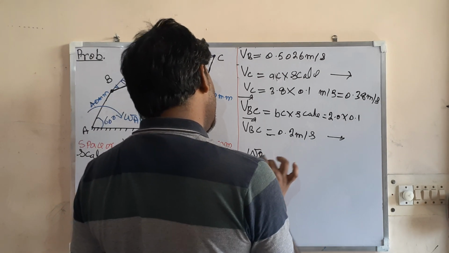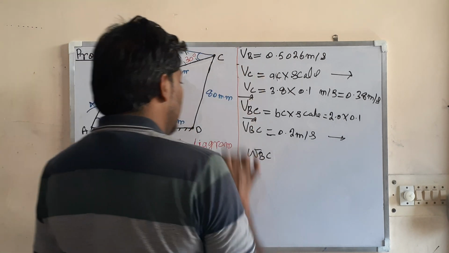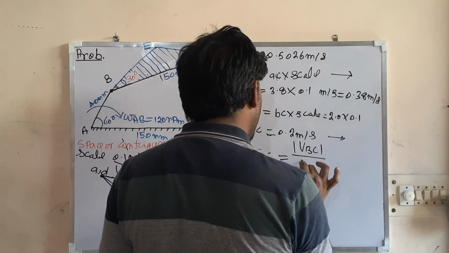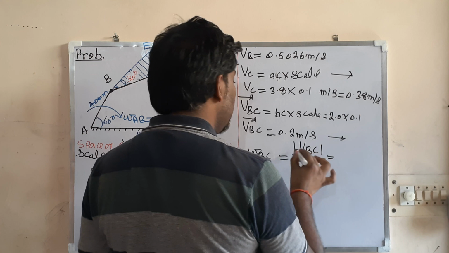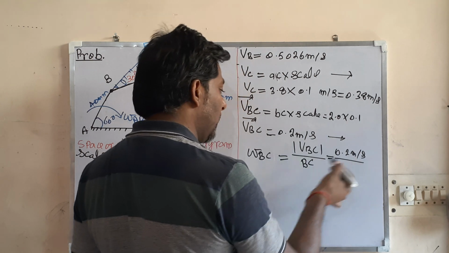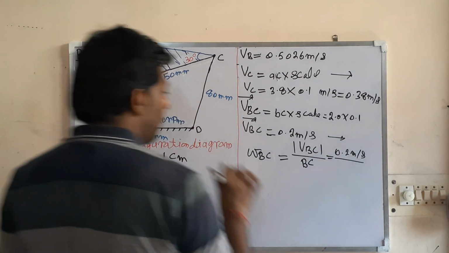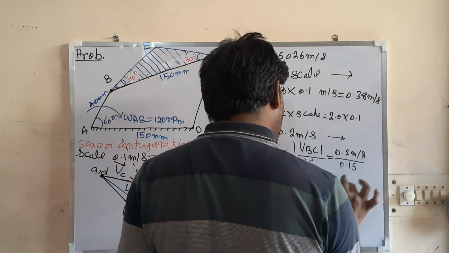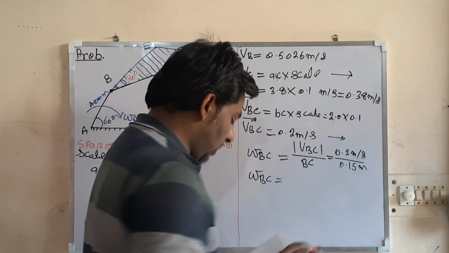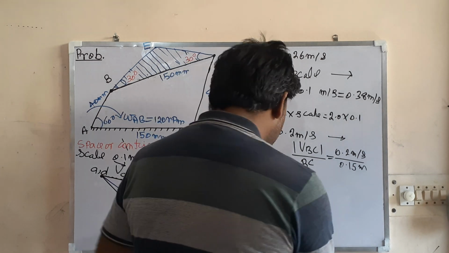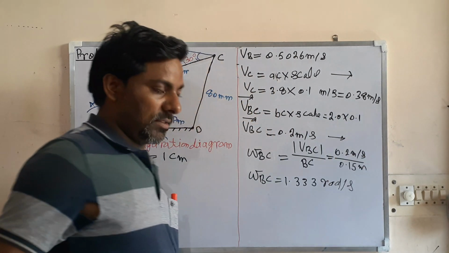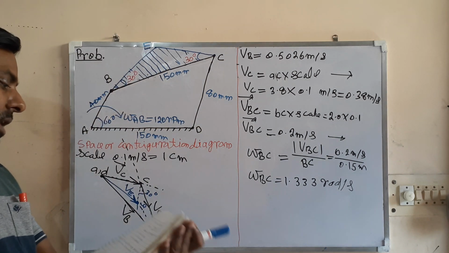Now you can calculate the angular velocity of BC. So omega BC, let us apply V equals R omega for the length BC. That will be VBC, magnitude of velocity only, divided by BC. VBC is 0.2 meter per second, so BC should be in meter. 150 mm means 0.15 meter. So we are getting omega BC is equal to 1.33 radian per second. So that is again your answer.